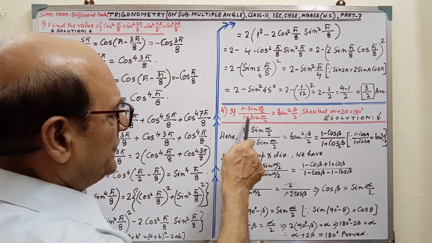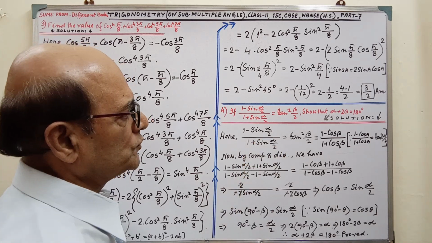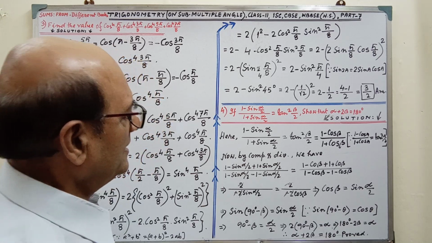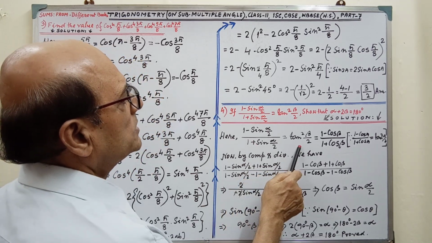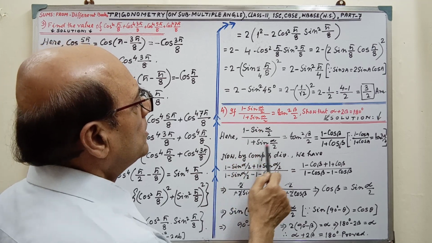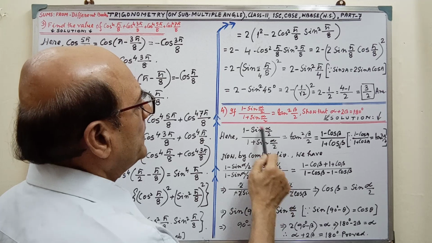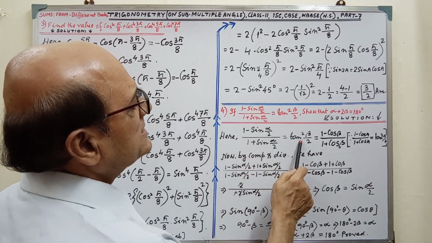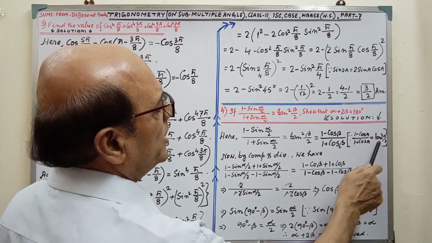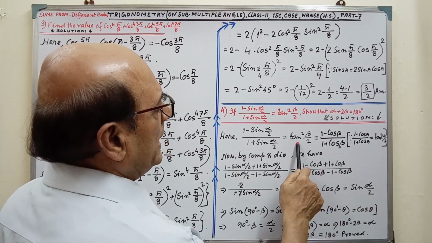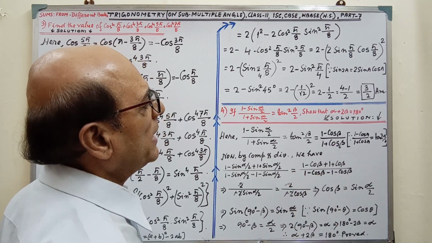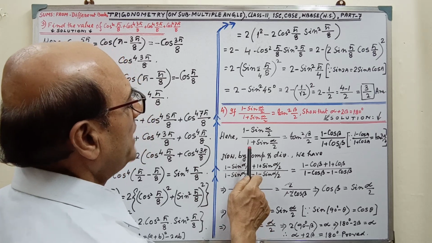Next sum, if this equal to tan square beta by 2, prove that alpha plus 2 beta equal to 180 degree. Here this equal to this, then this direct, this is not in the frame of formula, this is in the frame of formula, that is 1 minus cos a by 1 plus cos a, that is tan square a by 2. So in this term, that is tan square beta by 2, we may write this 1 minus cos beta by 1 plus cos beta.